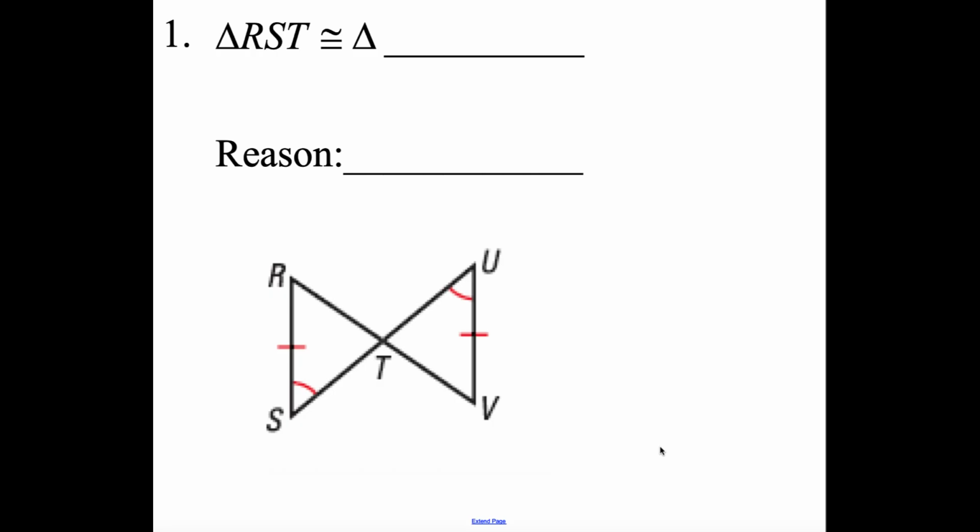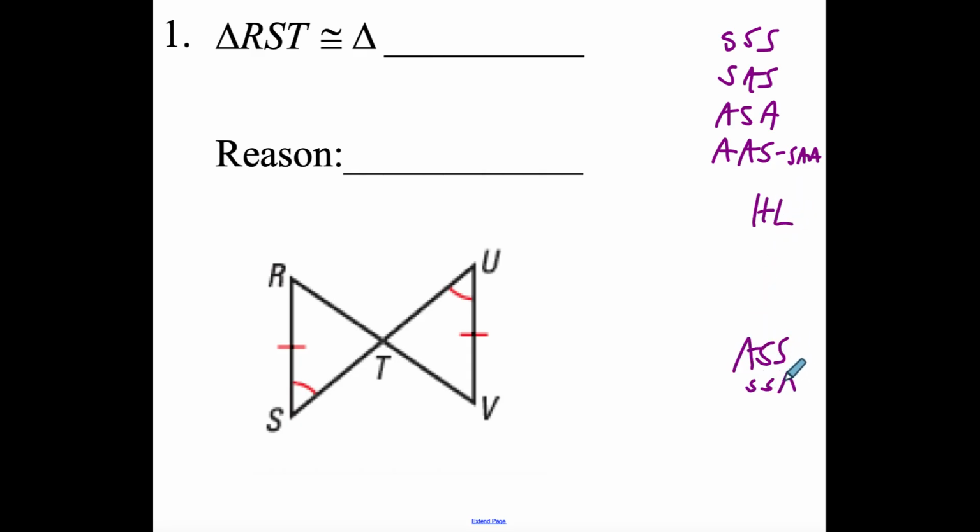These are just some more congruency statements. Let's see what we got. We now have a full battery of help: SSS, SAS, ASA, AAS. Remember, AAS is the same as SAA. It doesn't matter which order you write it in. Either one's fine. If it's a right triangle, maybe even HL. But don't use ASS, which is the same as SSA. Those are bad. Or AAA. Don't use that either.